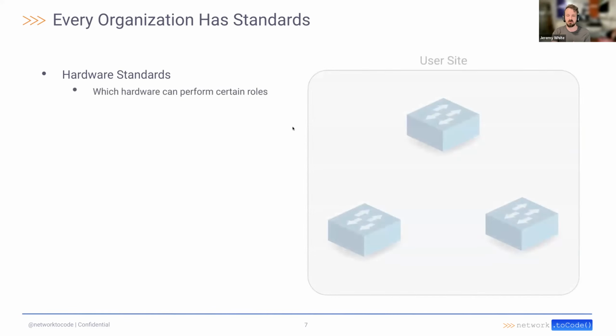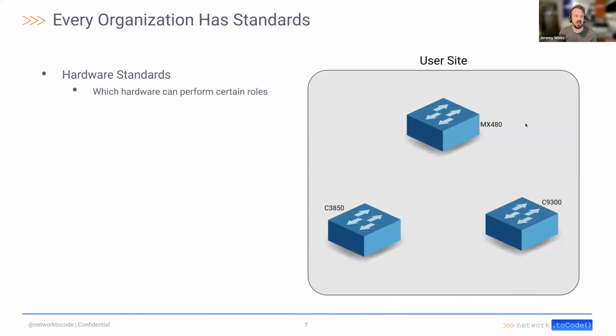We potentially may have a set of MX480s that are only allowed to perform as core switches or as an edge device, whereas our 3850s and our 9300s are only able to perform as access layer. That is business logic enforced upon our standards, not necessarily something required of those devices. Because as we've evolved our networks, the dividing line on some of the roles that these devices can play has gotten a lot more blurry.